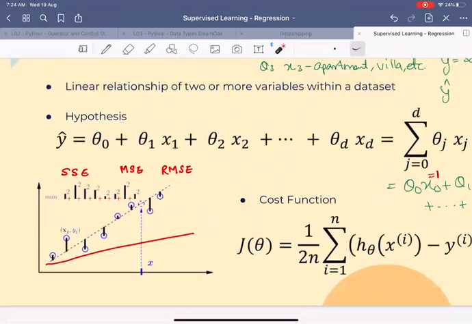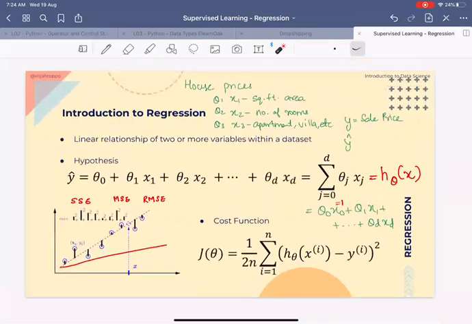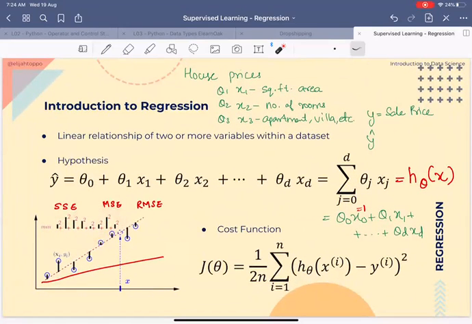If you look at this cost function, which is basically trying to take this data and represent it in an equation format, can you tell me what this is? Is this mean square error, root mean square error, or sum of square errors?